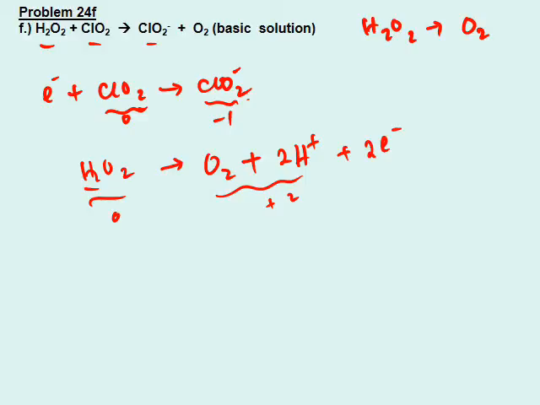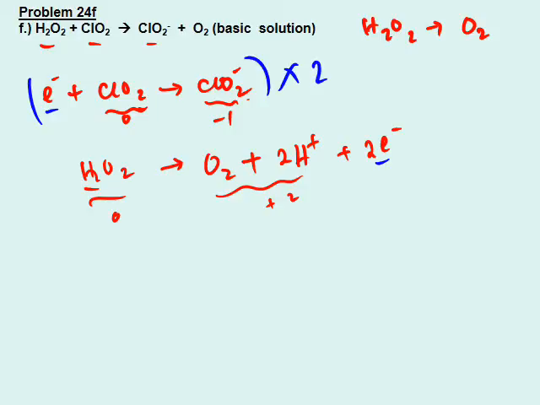In the first half reaction, I had 1 electron on the left side, and in the second half reaction I have 2 electrons on the right side. So you can't have this imbalance. So you must have 2 electrons. So multiply the first reaction by 2.